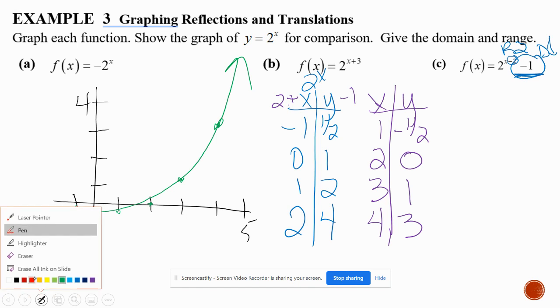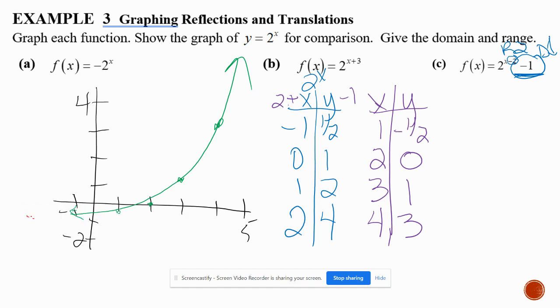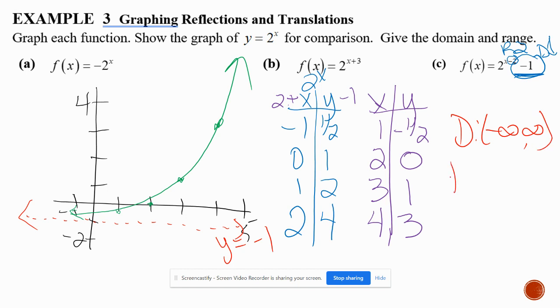And you can see our graph dip down below that axis. And if you're on a graphing calculator, you're going to see it kind of level out there at -1. So our asymptote is at y is equal to -1. Domain is -infinity to infinity. And our range, well, now our range starts at -1 because that's where our asymptote is. But we still go up to positive infinity. So -1 to positive infinity.